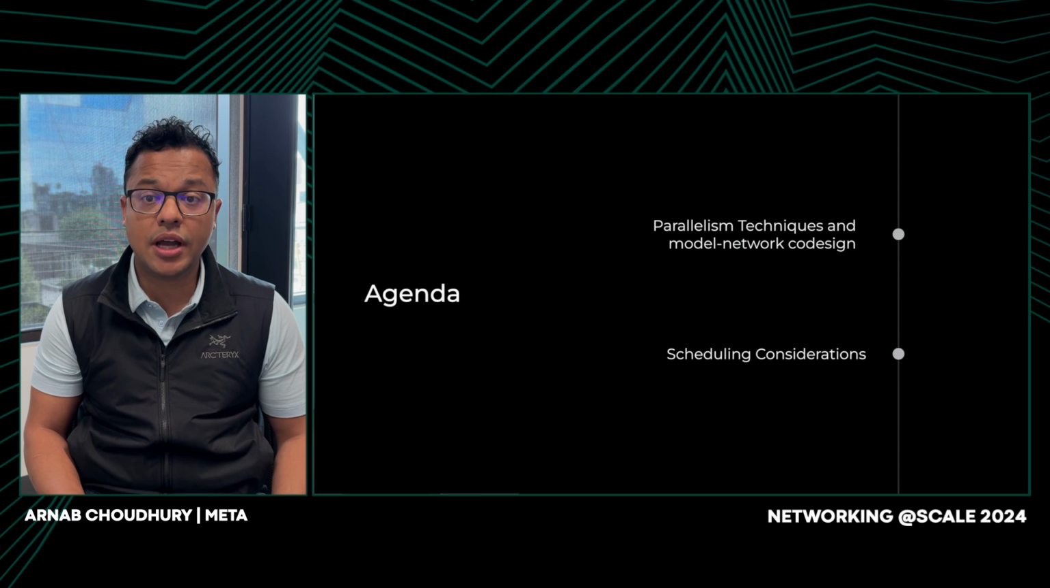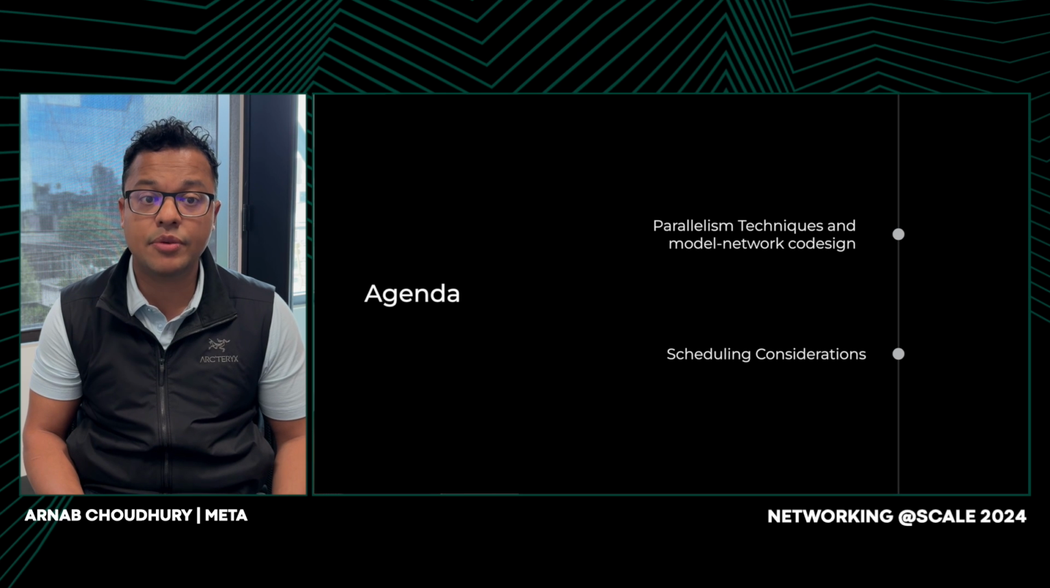This talk will be broken up into two major subsections. In the first section, Weiwei will be talking about parallelism techniques and model network co-design. In the second part of the talk, I will be talking about scheduling considerations at scale. With that, I will hand it off to Weiwei.